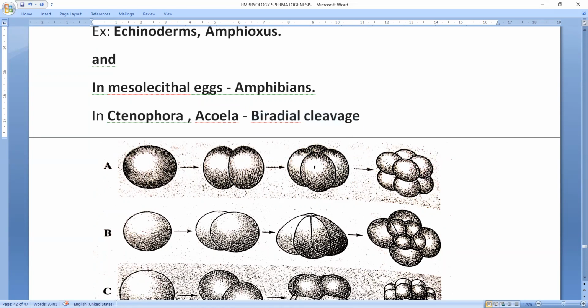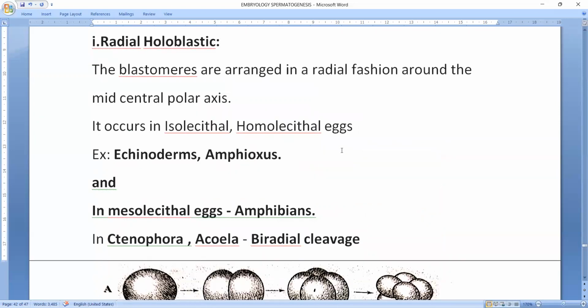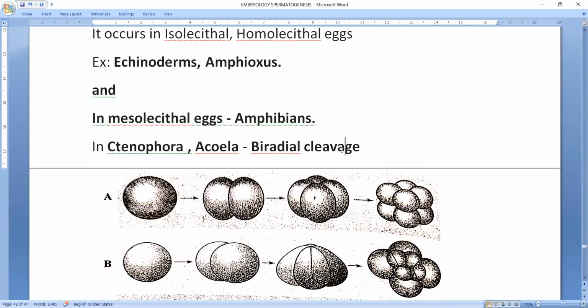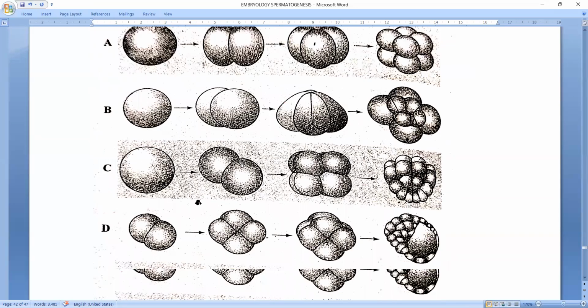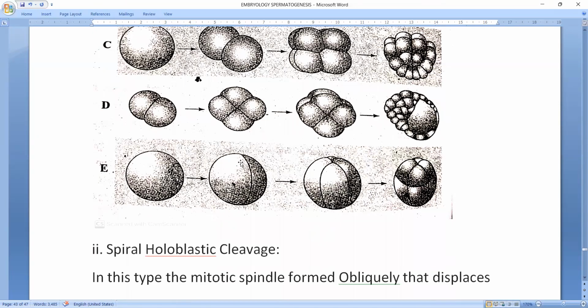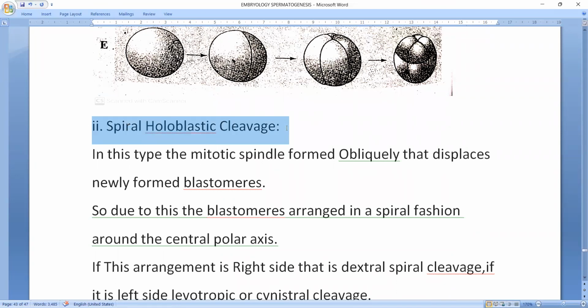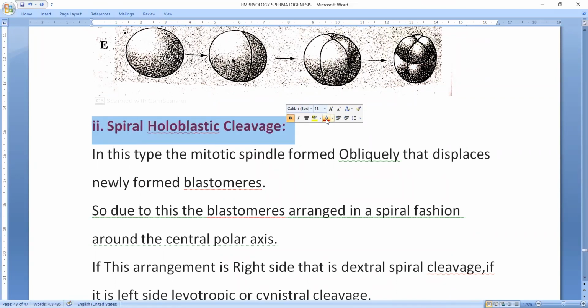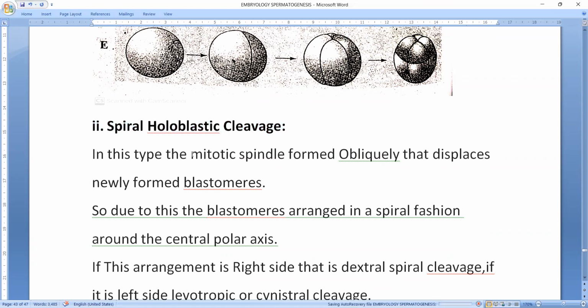Here you can see this is biradial. Such type of holoblastic cleavage is called radial holoblastic cleavage, and in Ctenophora and Acoela, biradial cleavage is seen. And then spiral, this is very famous: spiral holoblastic cleavage. In this type, the mitotic spindle for every division is formed obliquely.